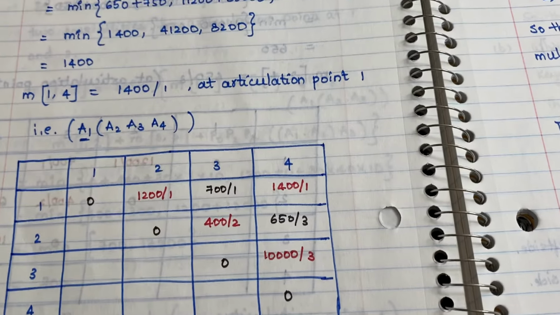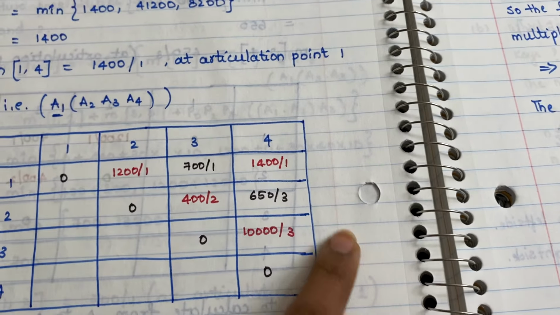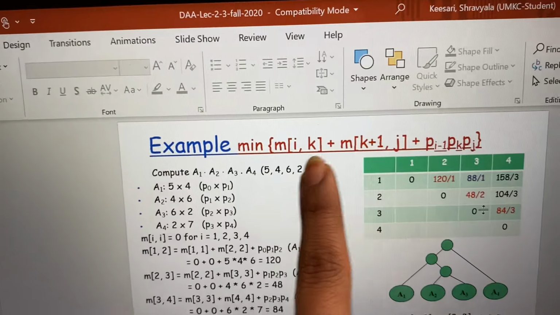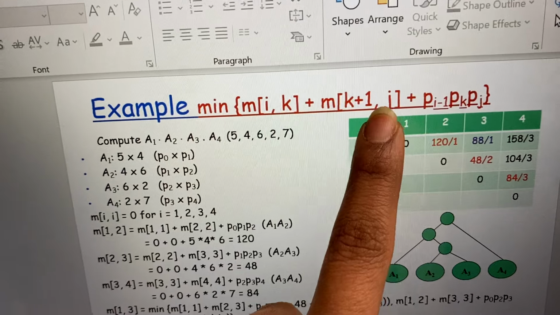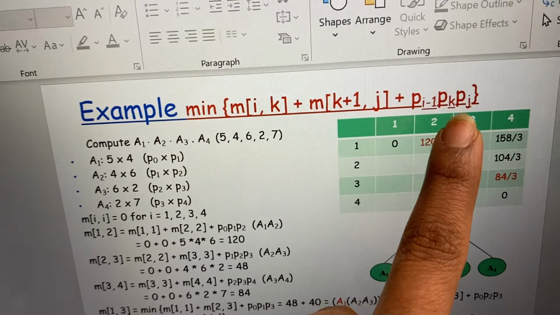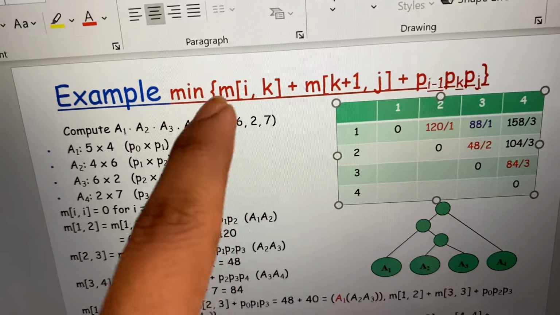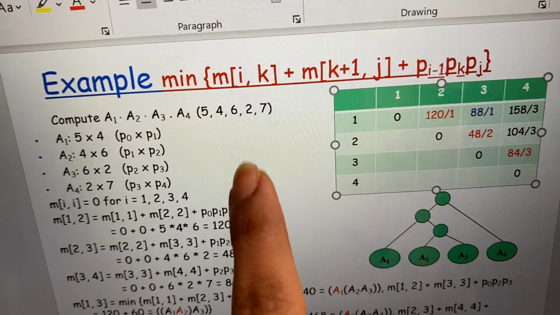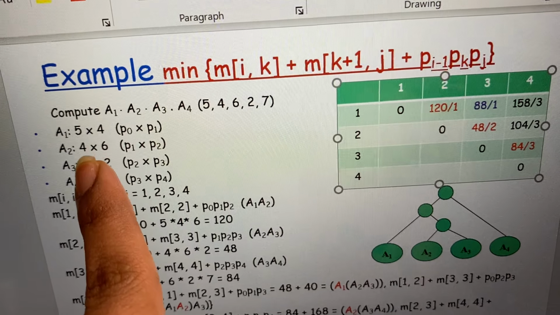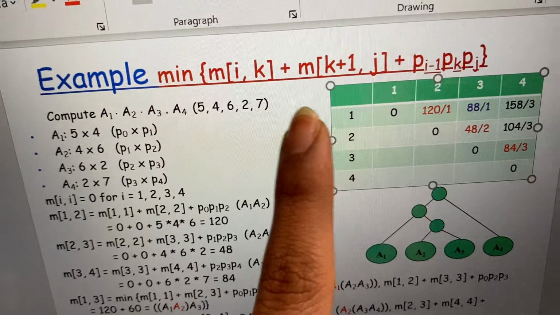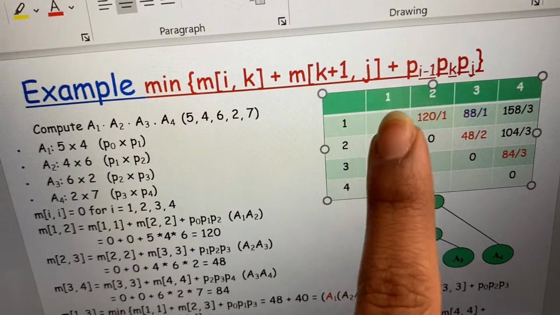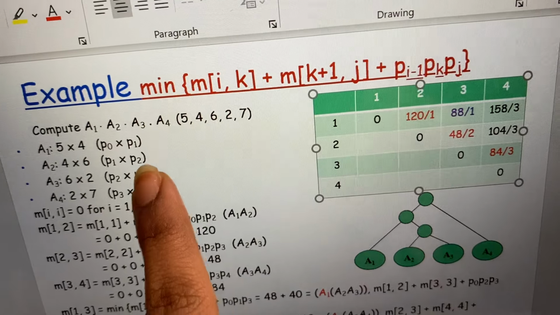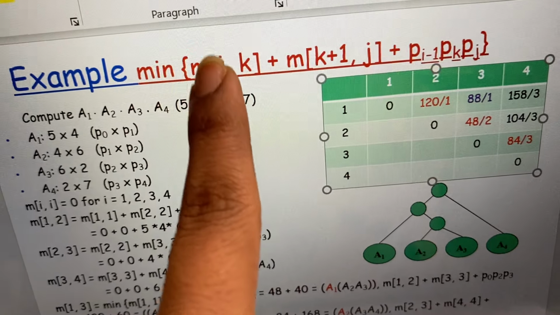using the recursive solution. In order to get all these values, we need to remember only one formula, that is the minimum of m[i, k] + m[k+1, j] + p[i-1] p[k] p[j]. Here i, j is the matrix value, 1 2 3 4. Okay, that means 1 comma 1: i will be 1, j will be 1. 1 comma 2: i will be 1, j will be 2. But how do we get the value of k?